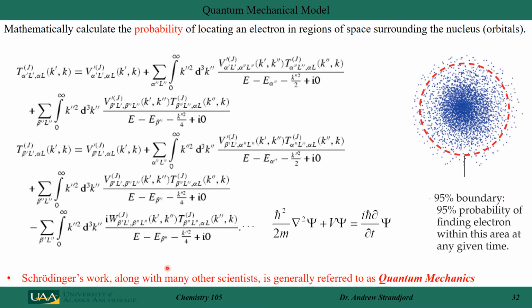Okay, so Schrödinger's work, along with many other scientists, is generally referred to now as quantum mechanics. It's these orbits that are defined by probabilities that we're going to look at for the rest of this section of the chapter.